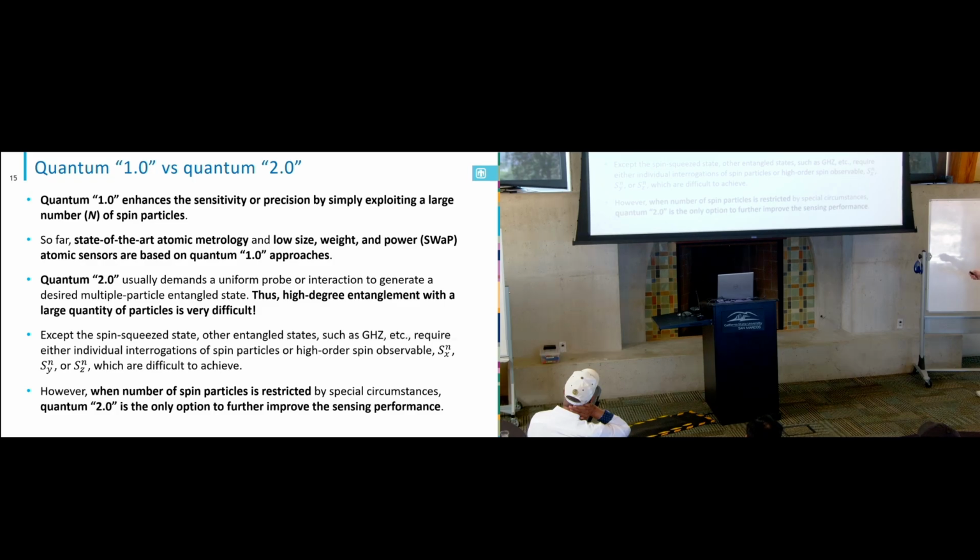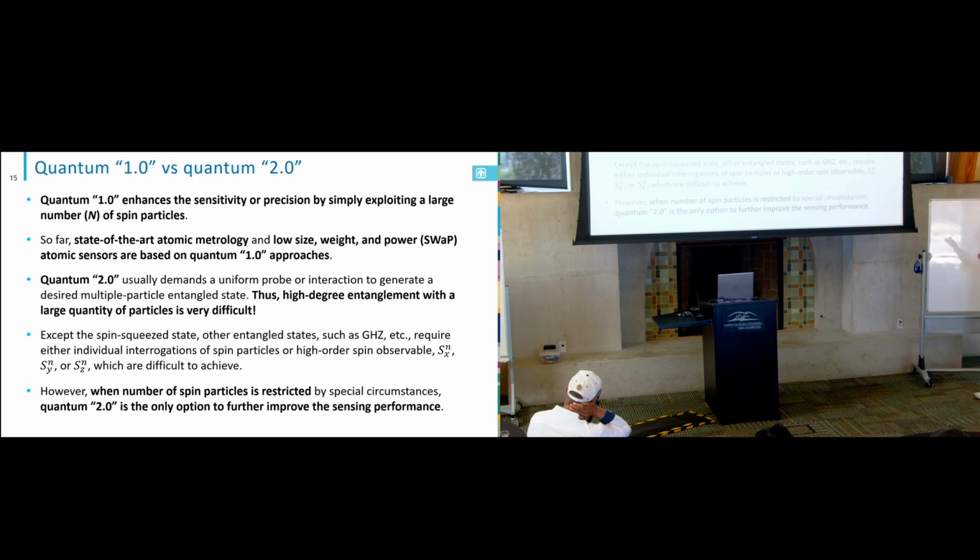This is usually often the easiest approach, because you don't need to try very hard to generate non-classical or entangled states between multiple spin particles, and you just need to keep adding more spin particles to improve your sensitivity, because we know that's a scaling factor which is equal to square root of n, and by doing that, you will get better results.